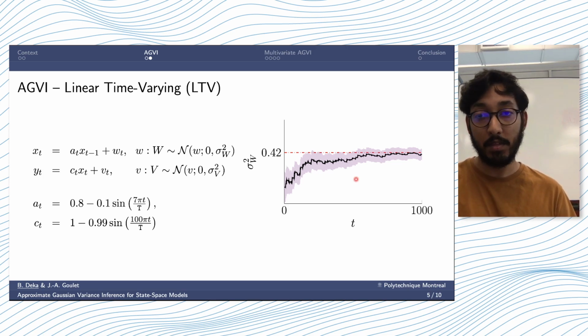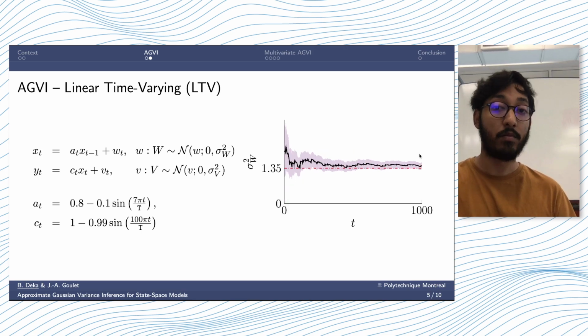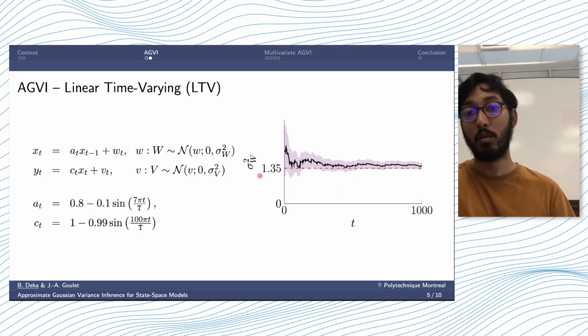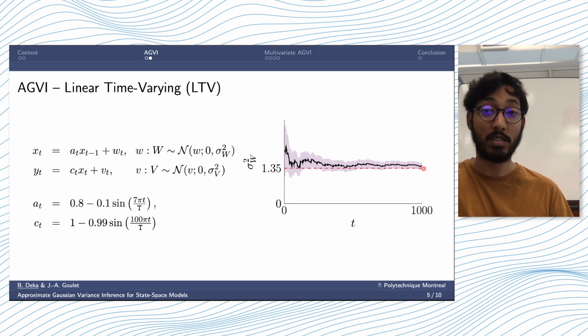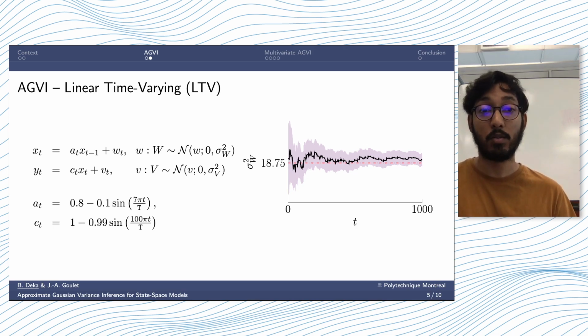Now, from this, we can see that the black line represents our expected value, and the violet region shows our uncertainty bound. We can see that starting from some arbitrary values, we are able to retrieve the correct value for the sigma squared W. And we have repeated it for other cases, for example, a slightly larger value of 1.35, and we see the same thing. Starting from some arbitrary value, we identify the correct value for the sigma squared W. And we can also repeat it for larger values, and we still see the same trend, where it correctly identifies the sigma squared W present in the data.